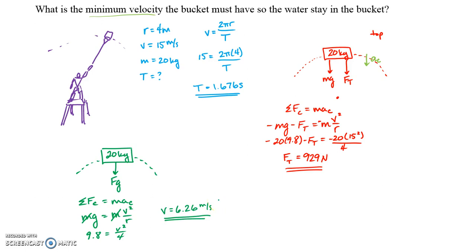But like I said, this is kind of our limit. So if we want to make sure that it stays inside the bucket, we don't really want equals to. We want to make sure that we are spinning this faster than. So we're going to bust out that greater than symbol.